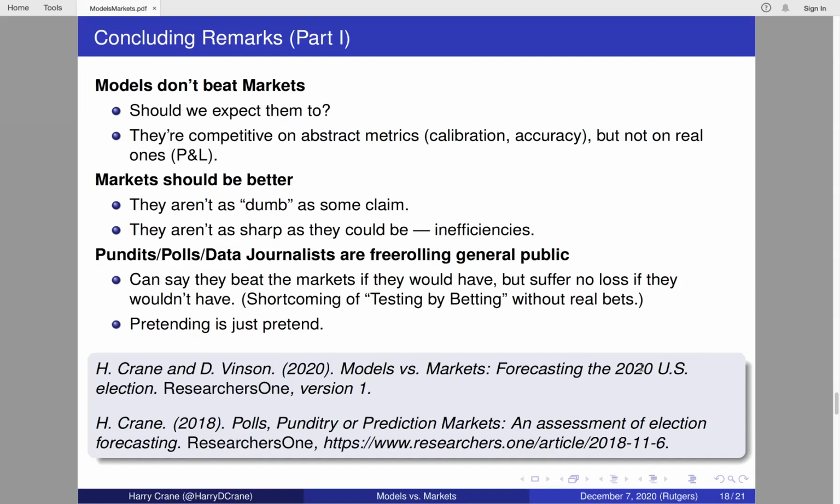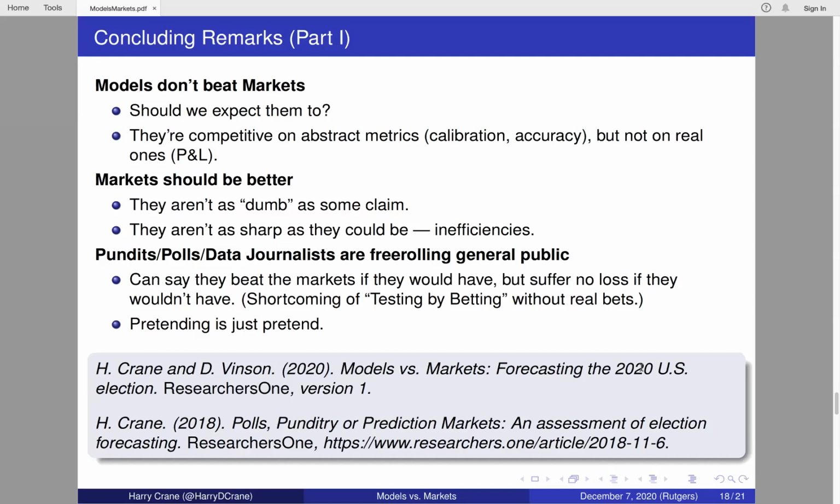And then this is going to lead me to the next couple of slides and to the bigger picture here, which is that my general opinion and conclusion is that the pollsters, the data journalists, the pundits are, in gambling terms, doing what's called a free roll. They're free rolling the general public in the sense that you can argue that there's reputational risk involved, but based on what I've seen, year after year after year, whether or not they're right or wrong, there's really no clear way to judge whether they're right or wrong. So they're always able to argue, well, we were right for this reason, or we were wrong because the polls were wrong, but the polls were wrong because of this. There's always a way to talk their way out of it, and that tends to be what they do. But if they would have beaten the markets, they could always say that they would have, without actually having to risk the loss if they wouldn't have.